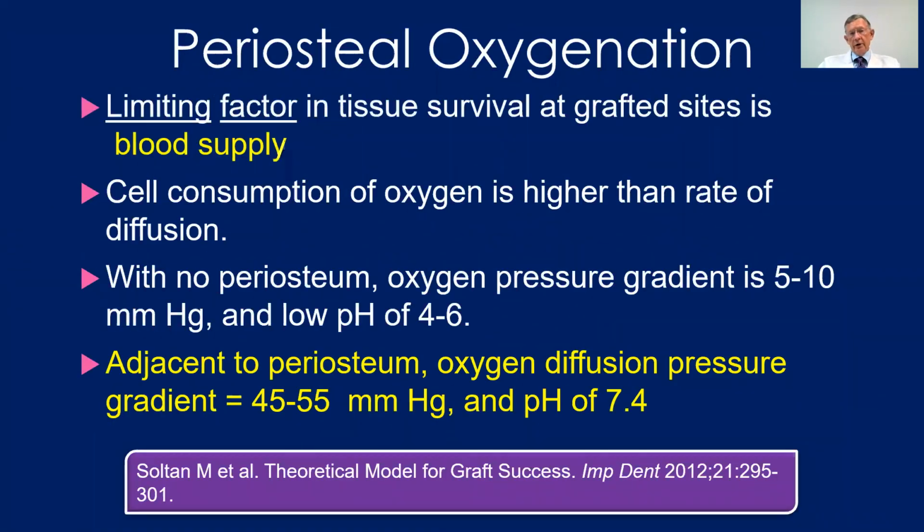Why is split thickness even done? Due to oxygenation of blood supply, which is critical for soft tissue graft to survive and do well. And an obscure study by Soltan and his group in 2012 showed, in very detailed terms, that the oxygen pressure gradient was very much higher if you had not reflected a full thickness flap and you had periosteum remaining around the sites that you were treating. But this was huge. These are very obscure little studies, but these effects are huge.